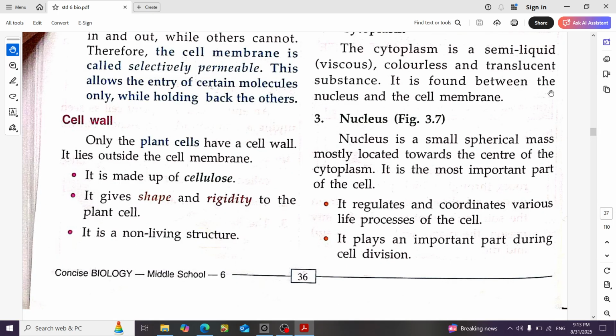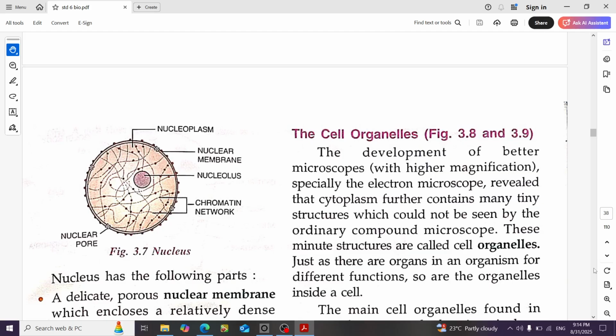Next is cytoplasm. It is a semi-liquid, colorless, translucent substance. It is found between the nucleus and the cell membrane. Now, what is a nucleus? Nucleus is a small command center of the cell. It regulates, coordinates everything in the cell. So it's like a brain of the cell. It plays an important role in cell division.